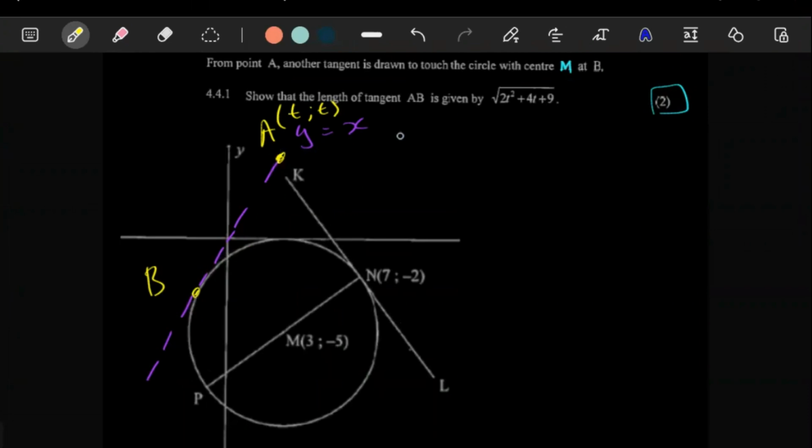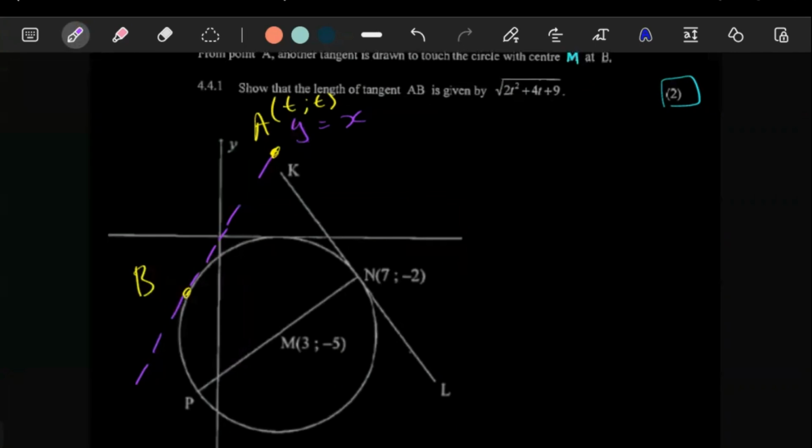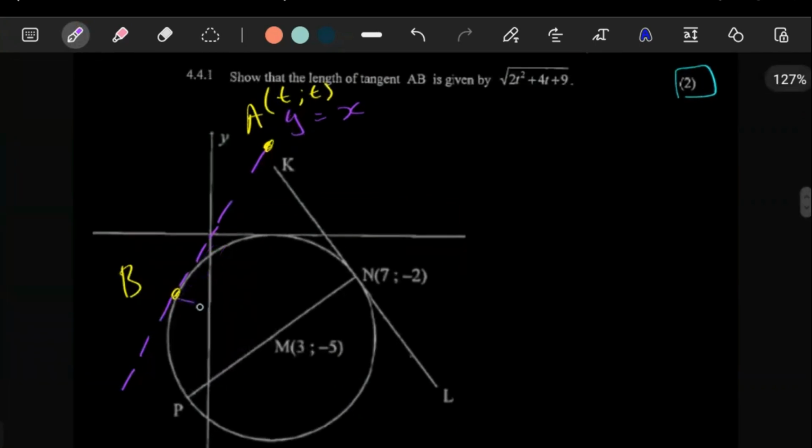So they're saying show that the length of this tangent is given by this equation. So the length of our tangent here, we may want to be a bit strategic, but not too strategic. We just have to think outside the box. The one thing that comes to mind is here we can draw a right angled triangle, right? This is going to be the 90-degree angle. Now we have M, we have A, we have B. So if you're going to get the length of AB, you can just maybe use Pythagoras.